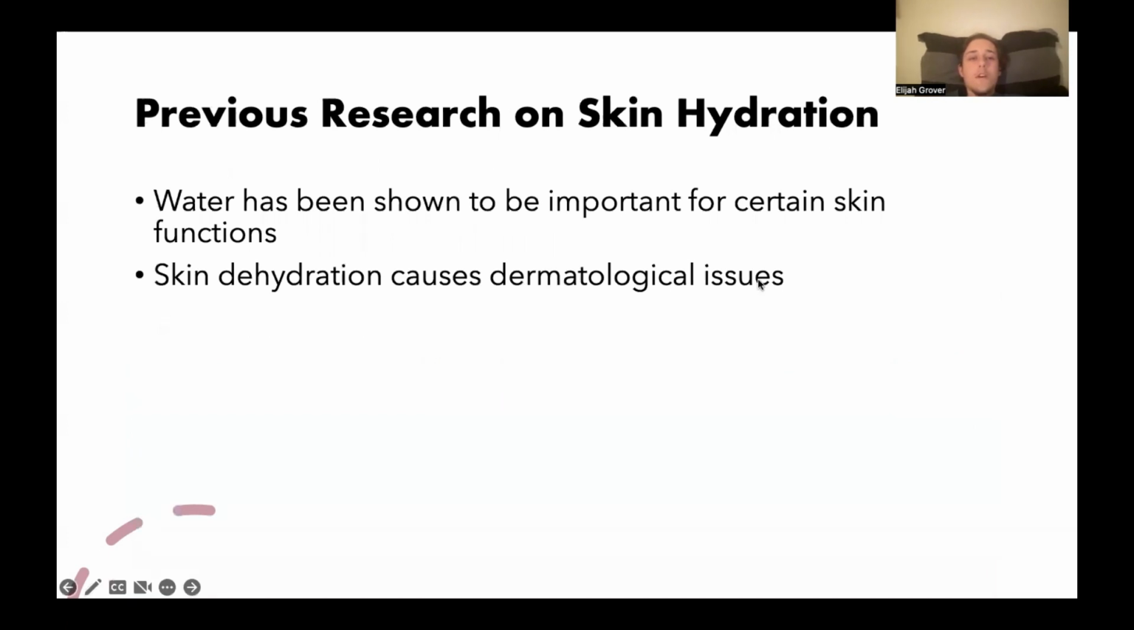And the research so far has been able to link the water content in skin to some of its important functions. For example, it's been determined that the amount of skin hydration affects the barrier function, which is the ability of the skin to stop things from coming in and out. And it's also been found that dehydration causes dermatological issues like rough patches on the skin and a duller complexion than usual.